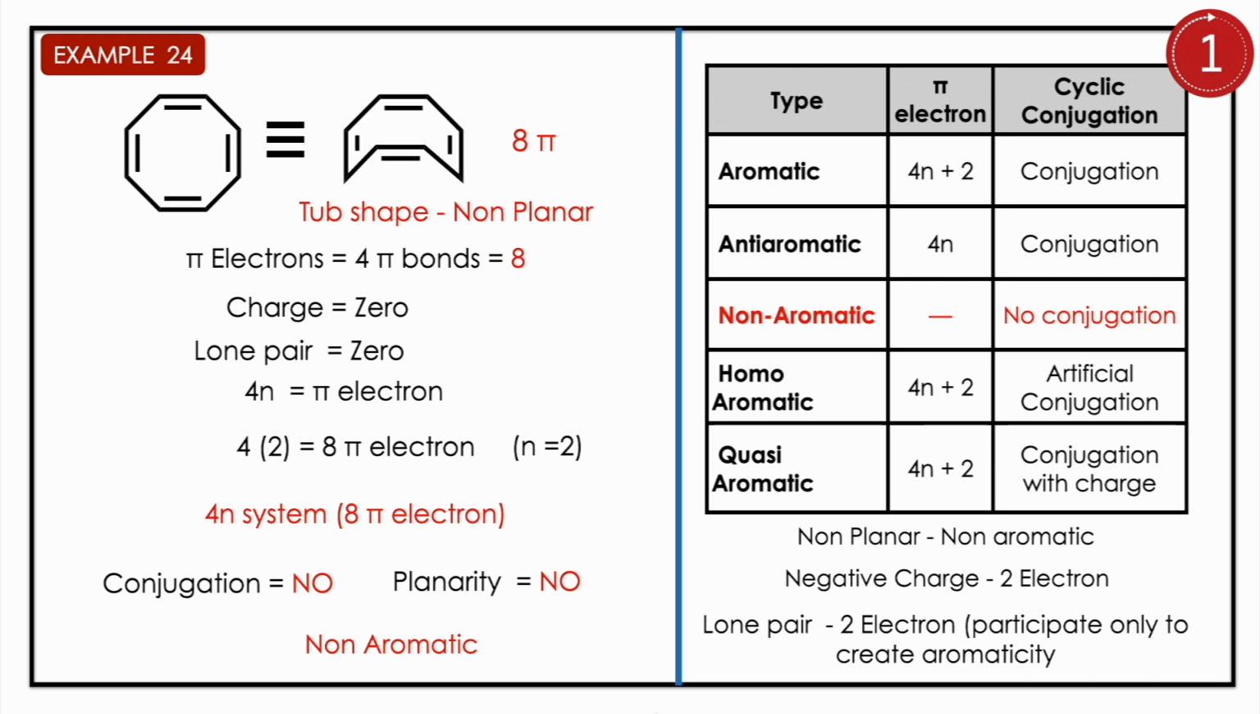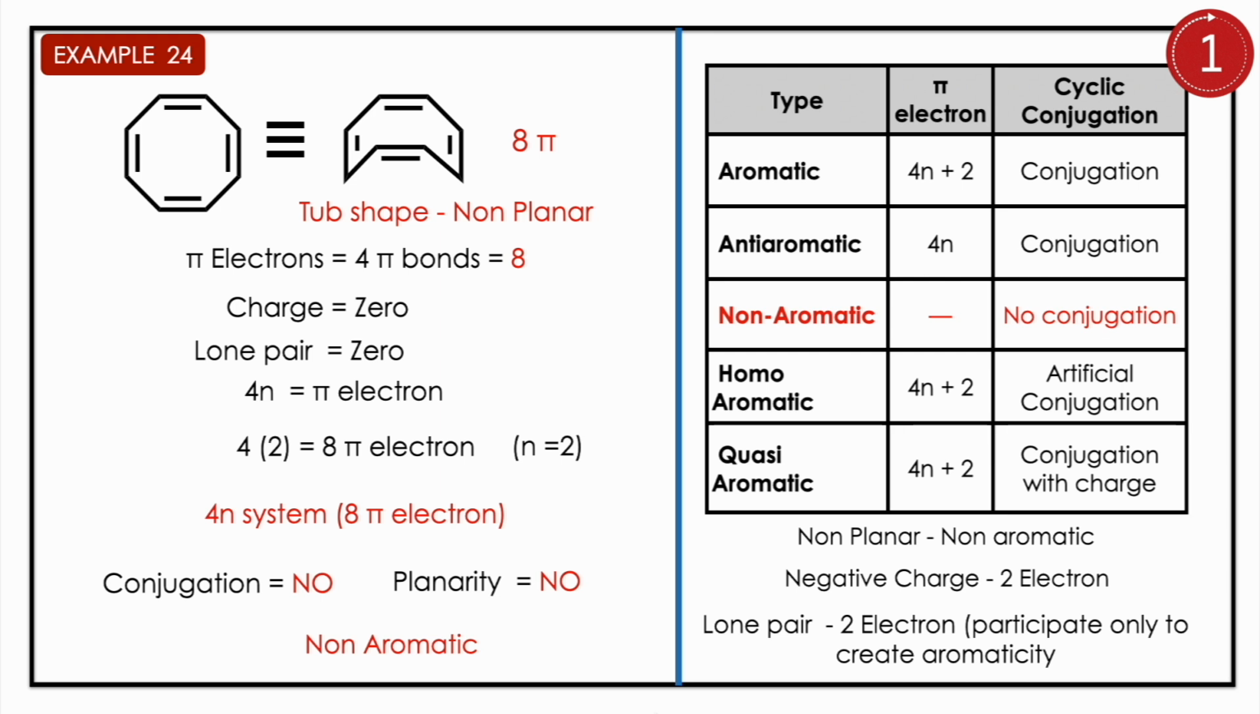If you count the pi electrons, it has 4 pi bonds, so 8 pi electrons. Charge is not there, so 0 pi electrons. Lone pair is not there, so 0 pi electrons. So totally 8 pi electrons. It is a 4n system where n equals 2, 4 multiplied by 2, 8 pi electrons. So it is clearly a 4n system, but conjugation is not there since the compound is not planar. So planarity is not there and conjugation also not there, meaning it is a non-aromatic compound.